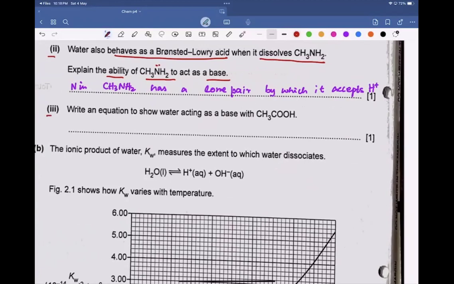Now part 3, write an equation to show water acting as a base with CH3COOH. If water is acting as a base, it means water is going to accept the H positive. So then the acid CH3COOH is going to lose the H positive. When it loses the H positive, it becomes negatively charged, and that H positive is accepted by water. As a result, water becomes H3O positive. Is this clear?